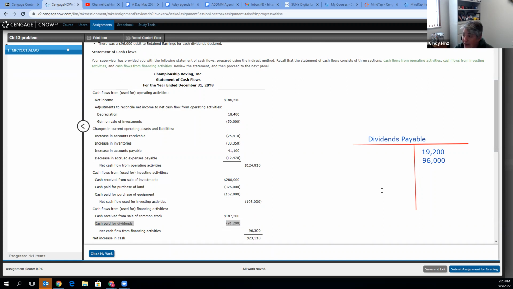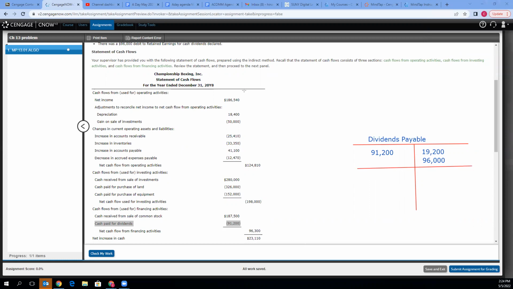Remember from chapter 12, the 3 important dates as it relates to dividends. There's the declaration date. On the declaration date, we credited $96,000 to dividends payable. Then there's the date of record when there's no accounting entry. And finally, there's the payment date. And we're told that on those payment dates, we had paid a total of $91,200.